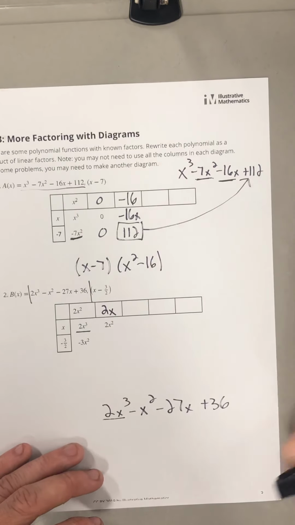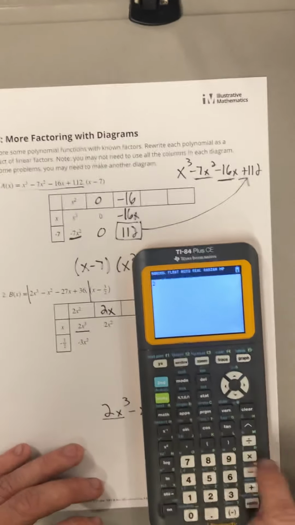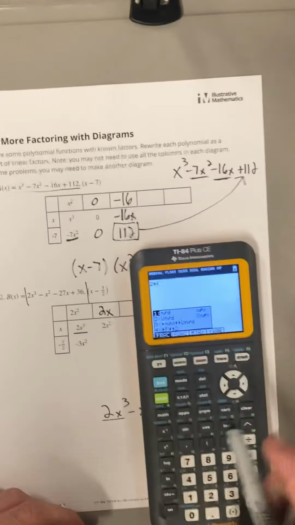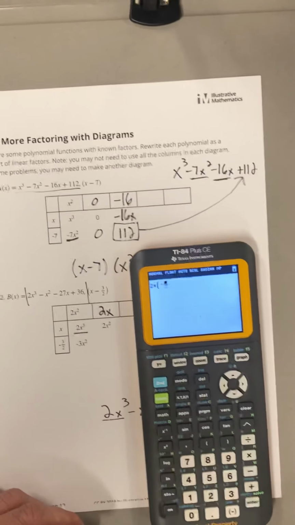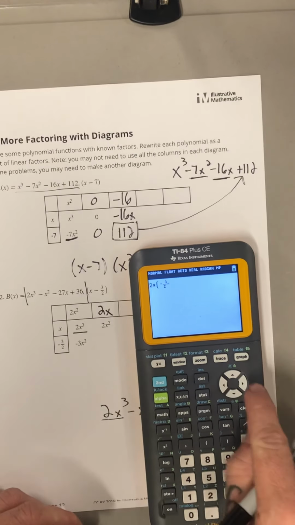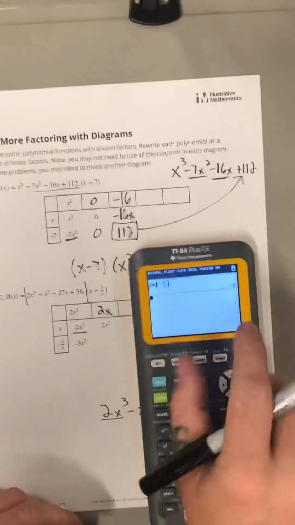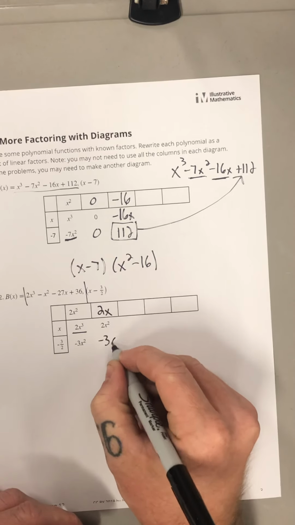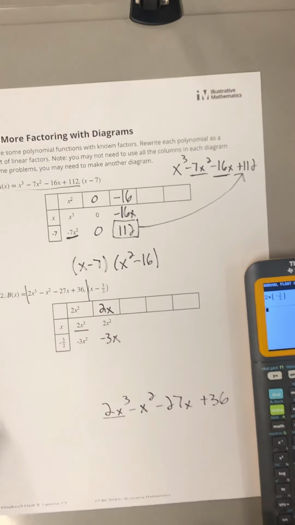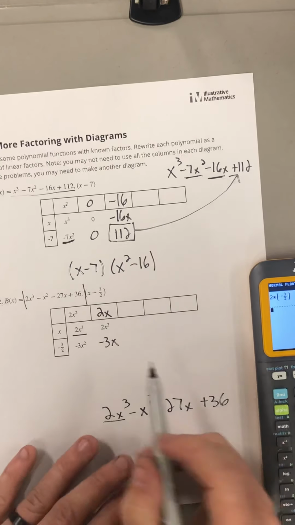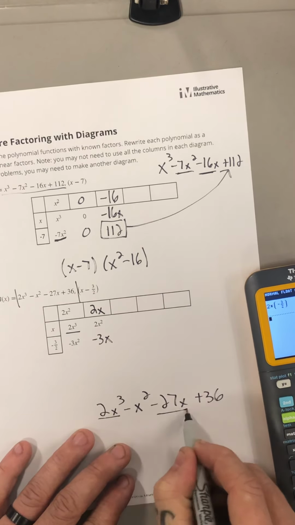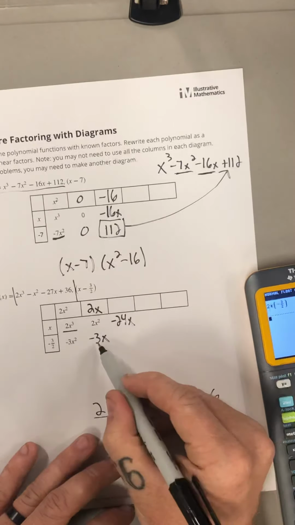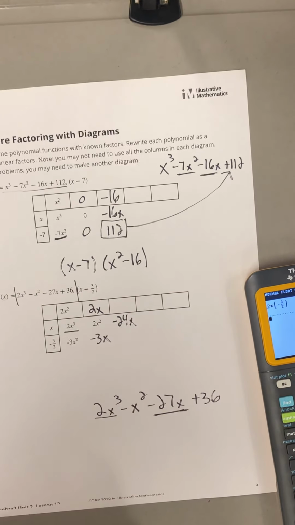2x times negative 3/2. Put that in your calculator. So I would have 2 times negative, and then if you hit alpha y equals, this is a fraction button right here. So then you can type in 3/2. Hit enter and you get negative 3. So 2 times negative 3/2 is a negative 3x. All right, so now we're looking at the singular x's. I need this negative 3x to actually be a negative 27x. So what do I do? I combine it with a negative 24x.